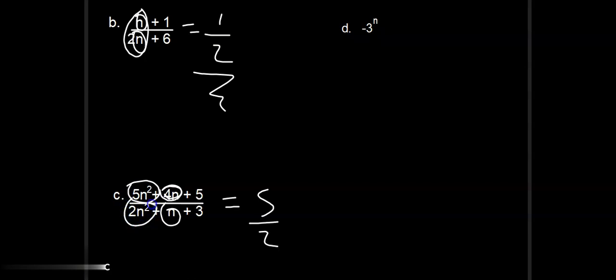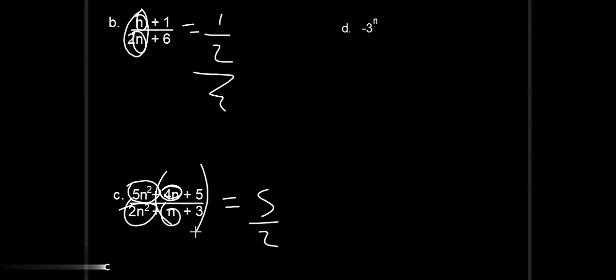Since we have 2n raised to 2 and 5n raised to 2, this is the highest power. If you have n with the highest power, you just forget about the rest and choose the highest power, and that will be your last answer. So my answer is that it will converge to 5 over 2, since I have n raised to 2 as my highest power. So it means that it will converge. Now what about the fourth one? What about D?